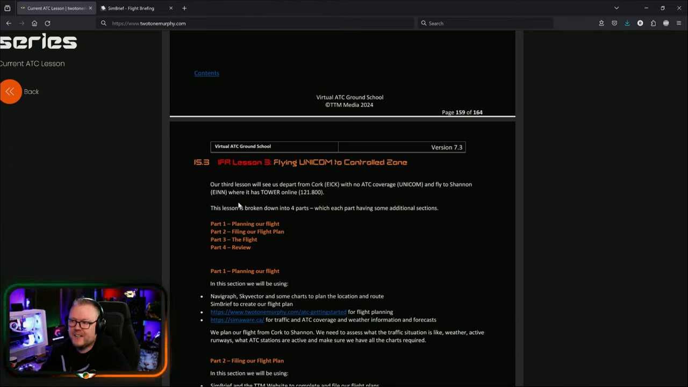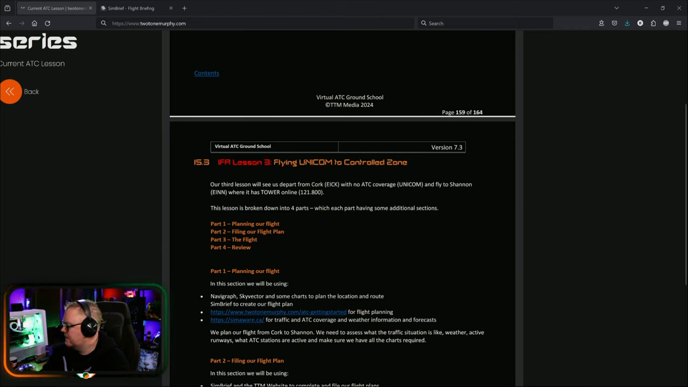So our third lesson will see us depart from Cork with no ATC coverage and fly to Shannon, where we have tower online, and also we're going to have ground online, right? I think I've already found a typo in that. So Shannon Tower is 118.7, not 118. Ground is going to be 118, right?